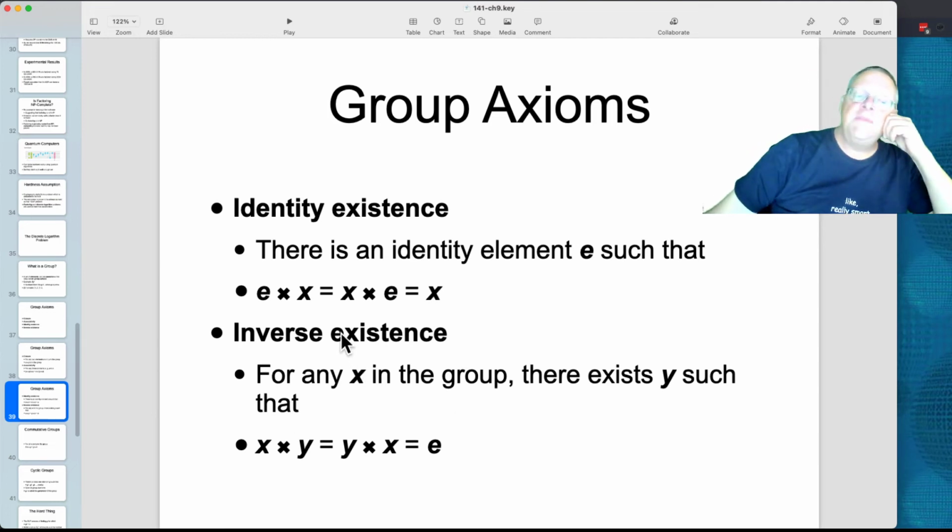And then there has to be an inverse. So for every X, there is a Y that will give you 1. So there is an inverse.